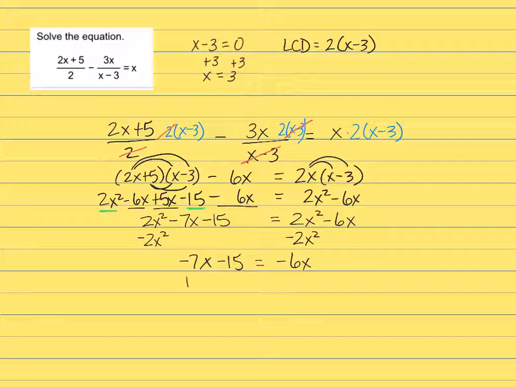So I'm going to add 7x to both sides. That'll just give me a plain old x, 1x. And over here I've got a negative 15. And that's all I have left. And since negative 15 is not the 3 that we said it could not be, this is our solution.